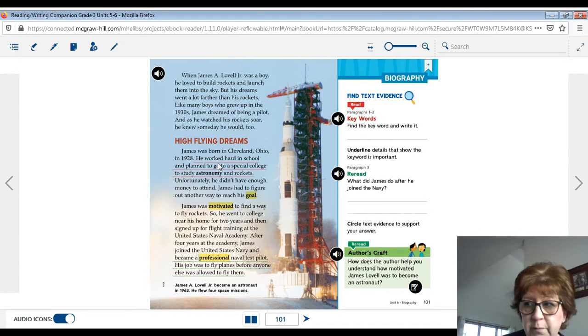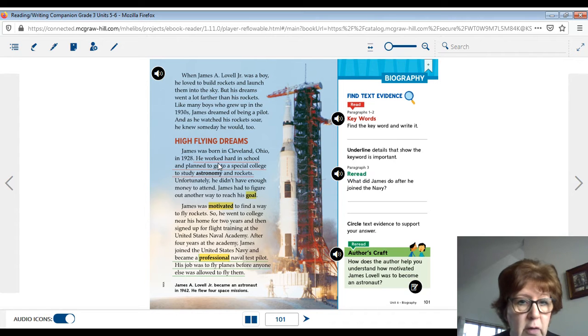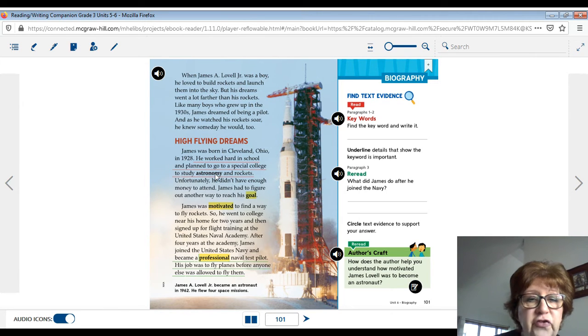this is a key word because it's telling me what James Lovell's goal was. What is this story going to be about? It's going to be about James Lovell and his goals. And so part of that was to study astronomy. So underlining the details that show it, he worked hard in school. He planned to go to a special college to study astronomy and rockets.